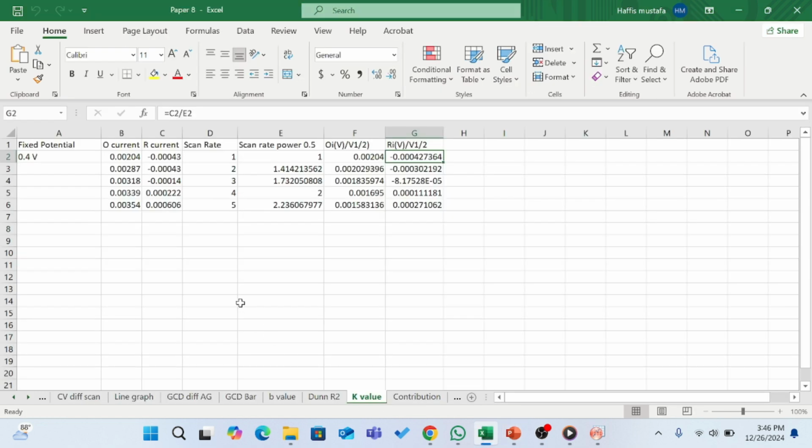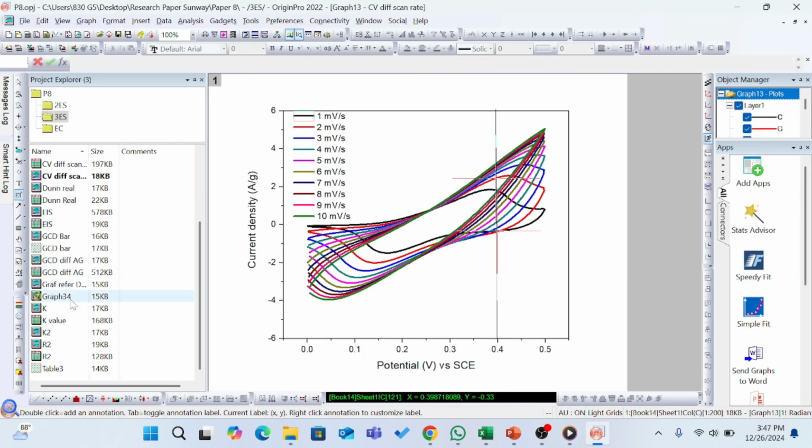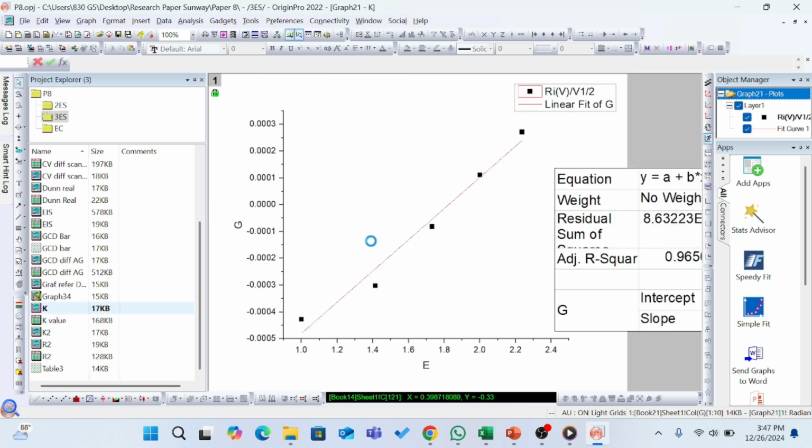So here we have our current. In this case I choose oxidation, but actually you can choose either one, because this is the backup plan. In this case I use the oxidation current as my y-axis, and my x-axis is square root scan rate. So you take these two and plot in Origin. When you plot into Origin, I get the k value here. So I double click here.